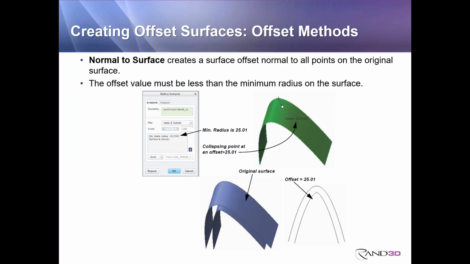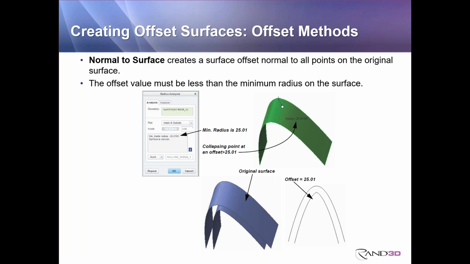Now, when we're doing an offset, we already mentioned that the offset might not go to the dimension you want, especially if you're trying to offset to the inside of a radius by more than that radius. So here's an example. If I start with that original green surface, the smallest radius on that surface is up towards the top of it. And if I were to go in and find what that smallest radius is, it's about 25.